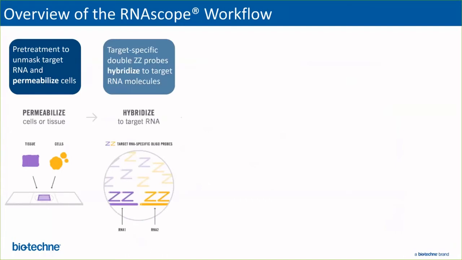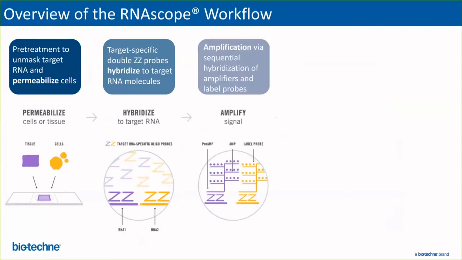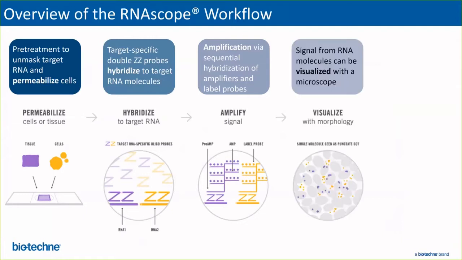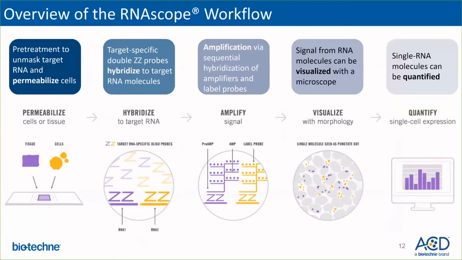The target probe is a pool of oligos that are designed using our established bioinformatics algorithm, which allows for target specificity. A series of amplification cascades can then amplify the signal, and RNA molecules can be visualized under the microscope as punctate dots. The signal can also be quantified semi-quantitatively or quantitatively using image analysis software.